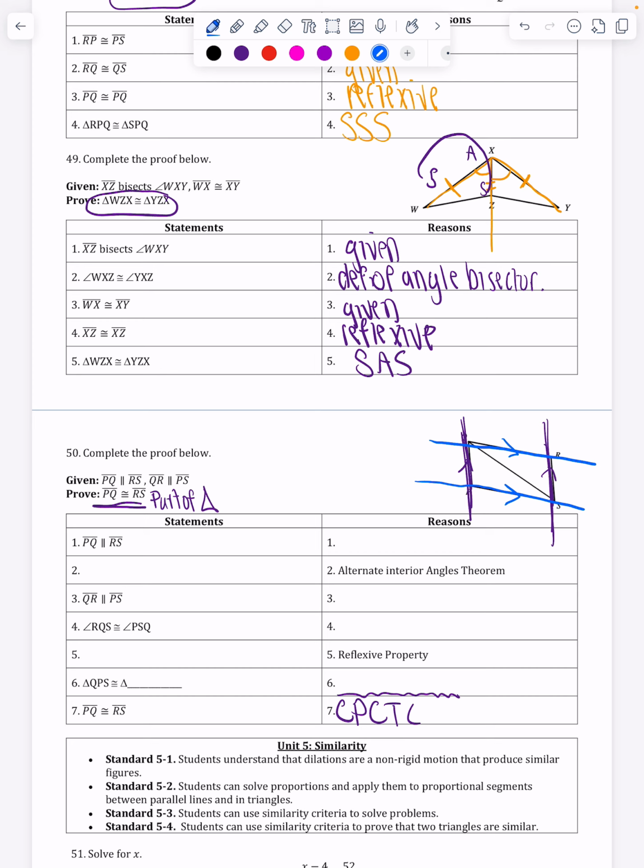Then if I follow this around, I have an angle, then I have a side, and then I have another angle. So the triangles are congruent by angle, side, angle. All right, and when we match up the corresponding parts, Q corresponds to S, P corresponds to R, and the other S corresponds to Q because there's some repeats here.